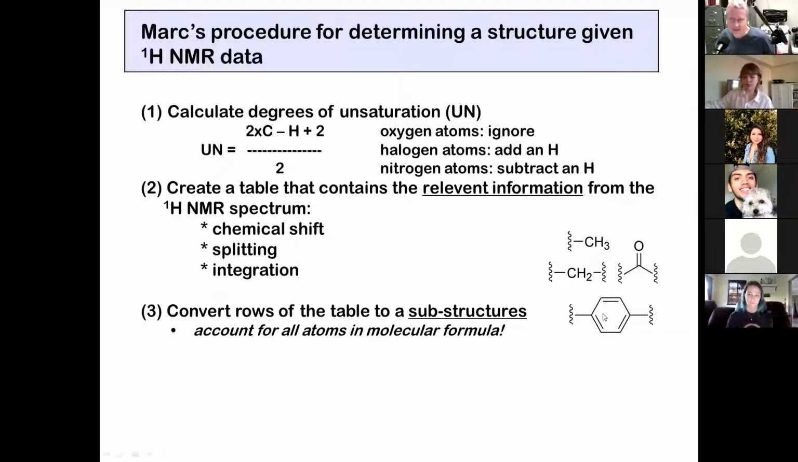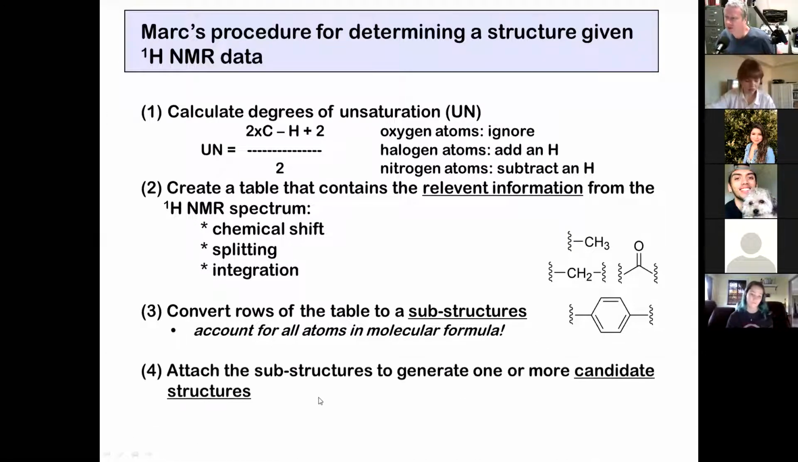Sometimes it'll be a benzene, and I'm showing a disubstituted benzene. It could be a monosubstituted benzene, or it could be a disubstituted benzene, right? There's all these kinds of things. Once you've got the pieces, we attach the substructures to make one or more candidate structures, and those would satisfy the rules, like your splitting rules and stuff.